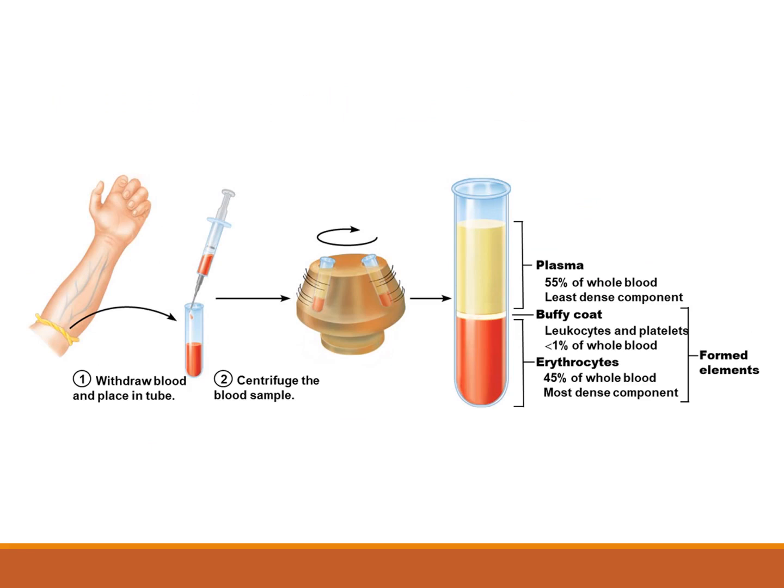This picture just shows you how we spin down blood. So you draw the blood, spin it, and that's how you get the three different layers.